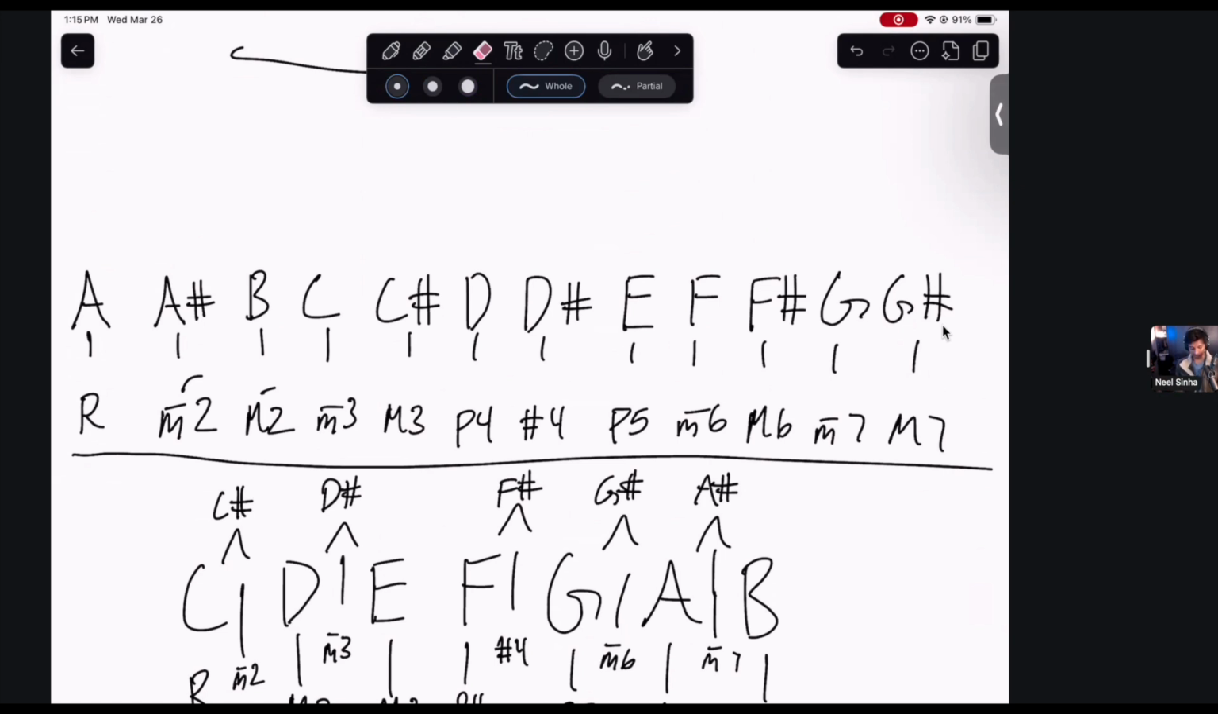So now let's discuss how that works. Your root sounds like this. A minor 2 sounds like this. Major 2 sounds like this. Minor 3. Major 3. Perfect fourth. Sharp 4. Perfect fifth. Minor 6. Major 6. Minor 7. And then major 7. And then we're back at the octave, so same note on the top there.